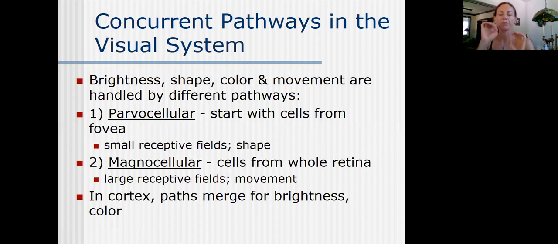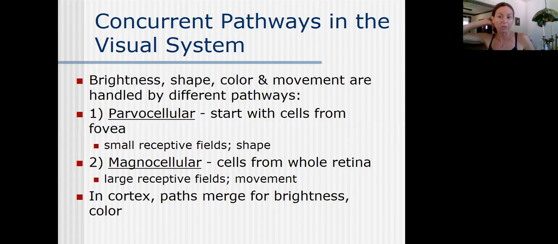The fovea, the retina, right? So some cells are going to go from the fovea and some signals are going to come from the rest of the retina. And so we can start to parcel out these pathways even at the level of the retina. So basically what happens is different aspects of vision are handled by different pathways. And so brightness, shape, color, movement, all this is handled by different pathways.